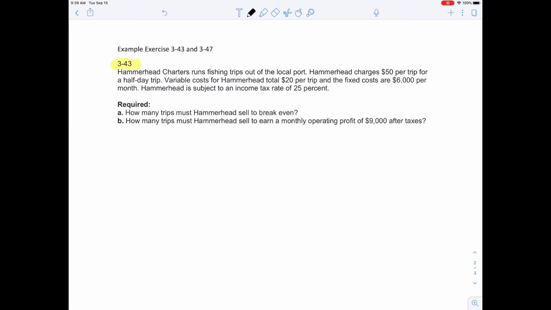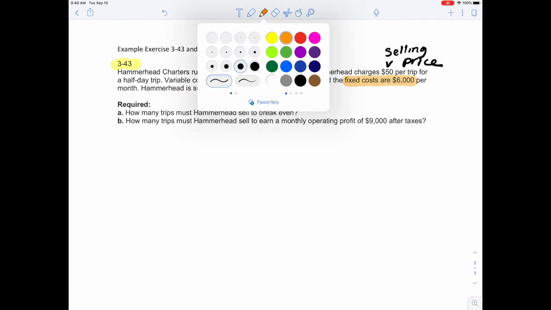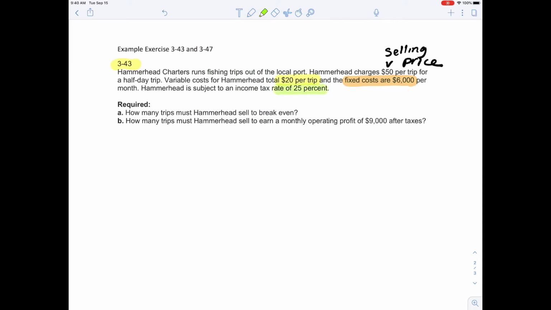So right there, I know that this is my selling price. The variable costs are $20 per trip. And fixed costs, we're going to need that, $6,000 per trip. Then they also give me a tax rate. Need to know that as well, because we want to know first, how many trips must they sell to break even?